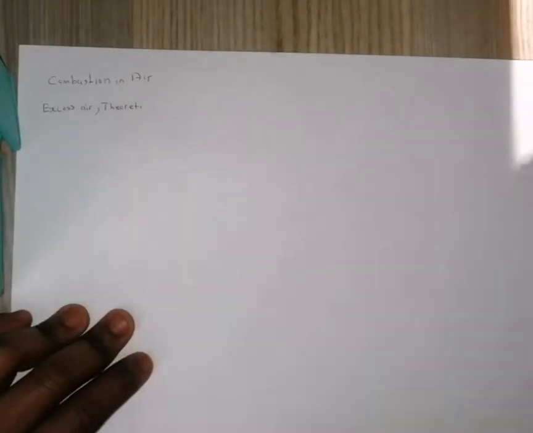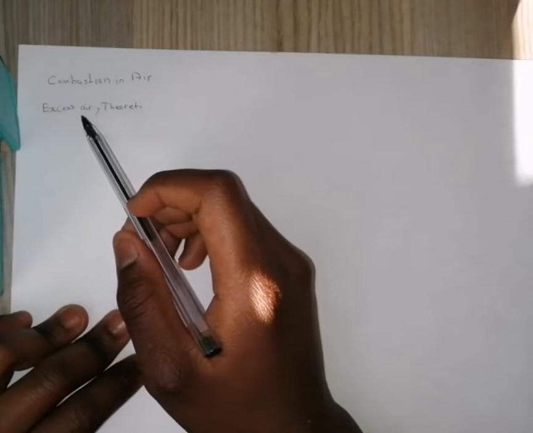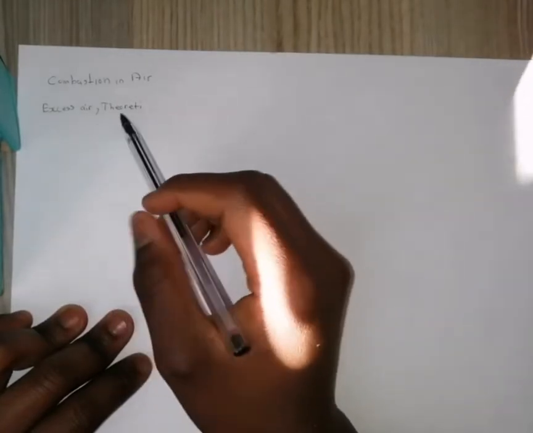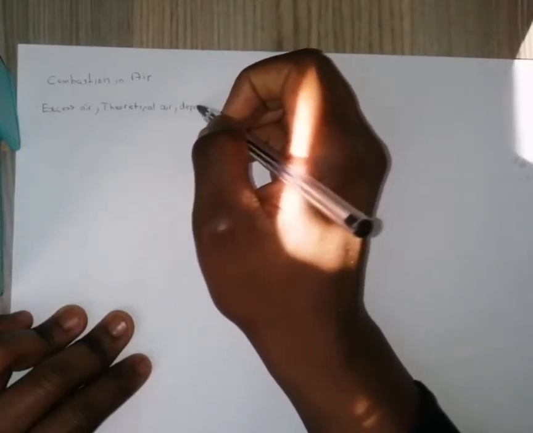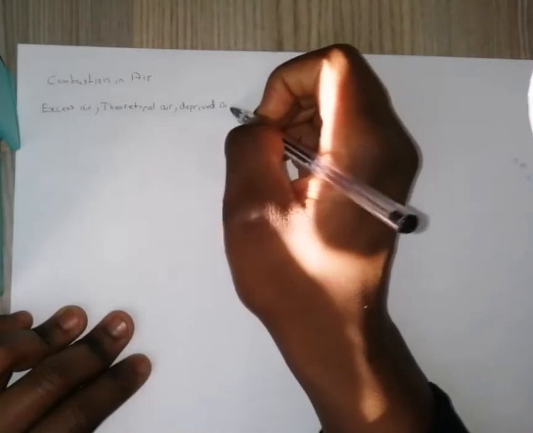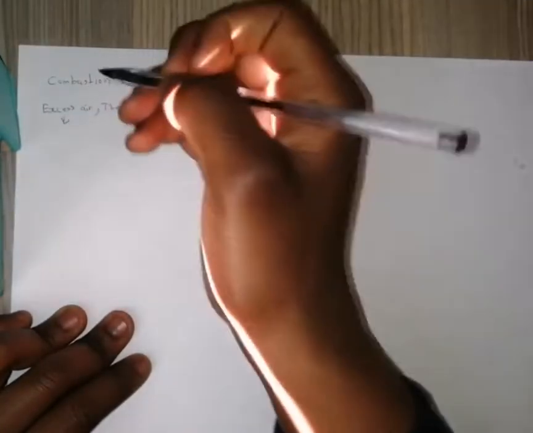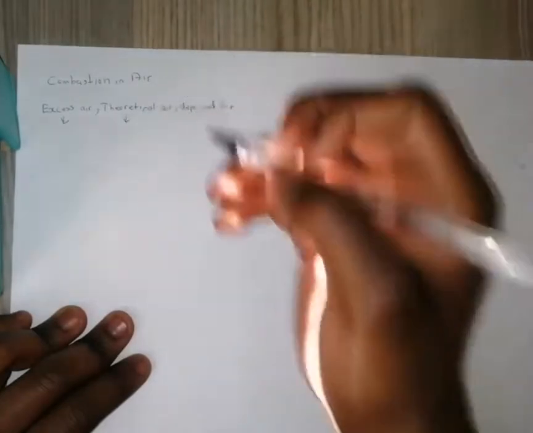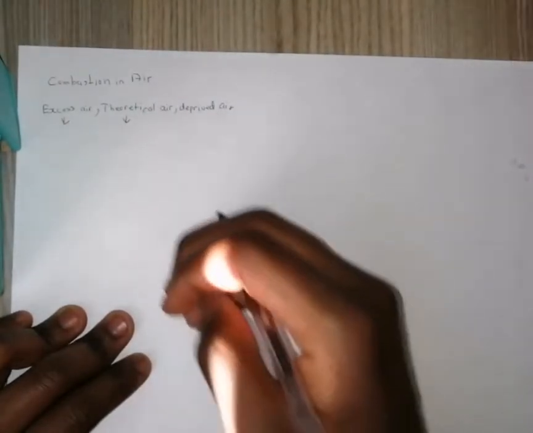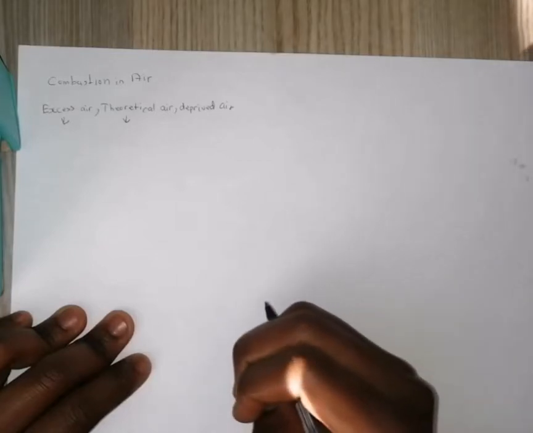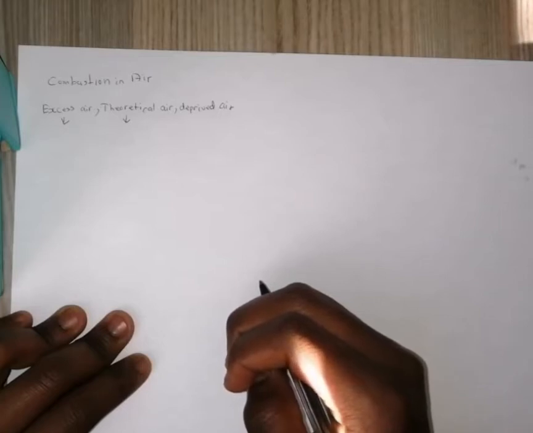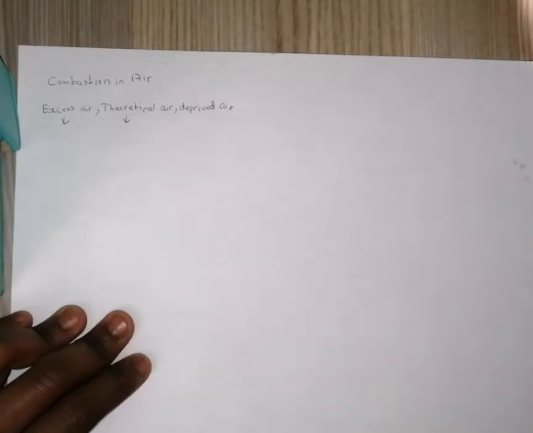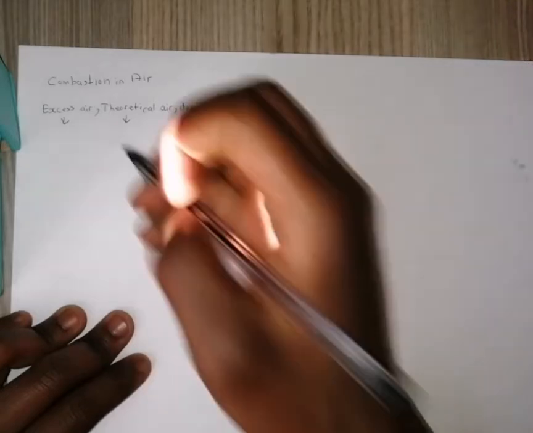Okay, so we're now going to look at the combustion in air. Combustion in air can be in excess air, in theoretical air, or in deprived air, which is known as incomplete combustion. Let me start with theoretical air. Theoretical air is stoichiometric air, which is the exact amount of air which is needed for combustion of a fuel. Like we saw before in the last equation that we did, that was the theoretical air, which is 100%.